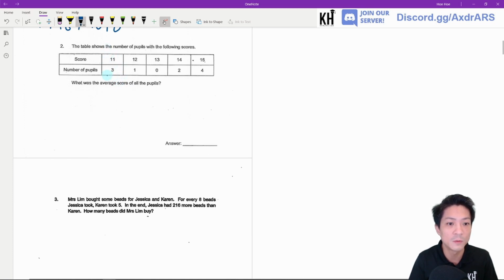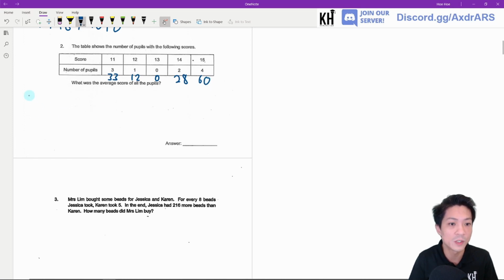3 times 11 will be 33. 1 times 12 is 12. 0 times 13 is 0. 14 times 2 is 28. 15 times 4 will be 60.